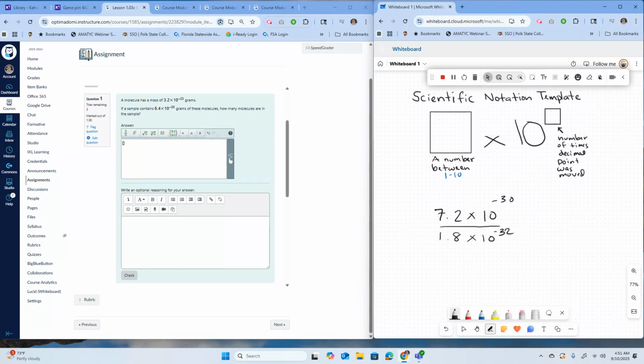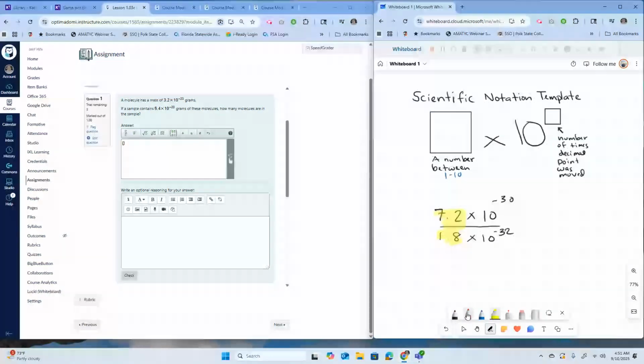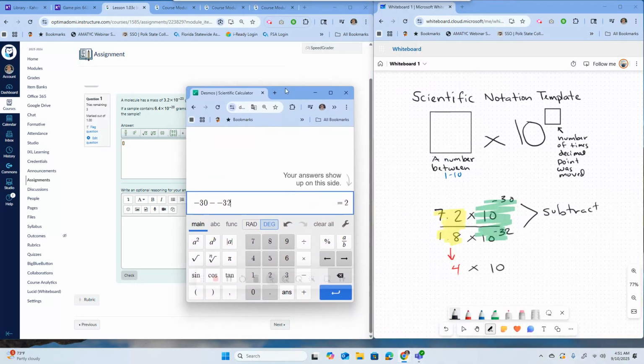Basically what I'm going to do here is divide the coefficients, so the 7.2 with the 1.8. Using a calculator, you're going to get 4. And then the next thing you're going to do is divide the powers of 10. But when you divide the powers of 10, you keep the 10, and you subtract the exponents. Now when you subtract the exponents, be careful putting the numbers in the calculator. So here's my subtraction. I did negative 30, take away negative 32, and you can see it's positive 2. And that's how you do the first problem.